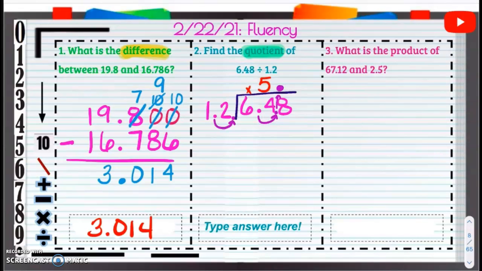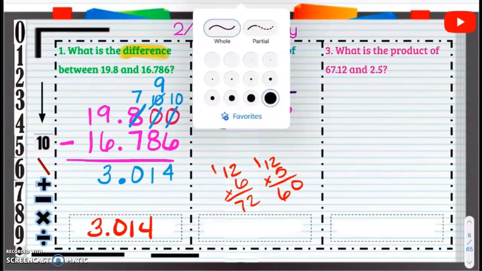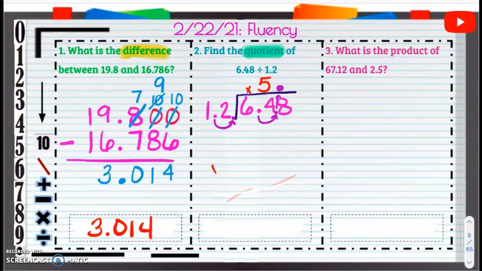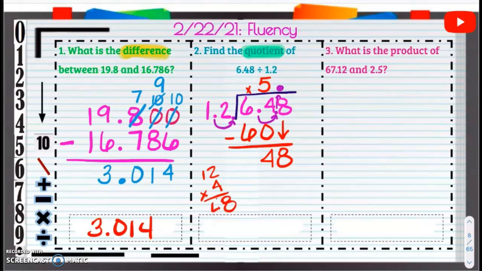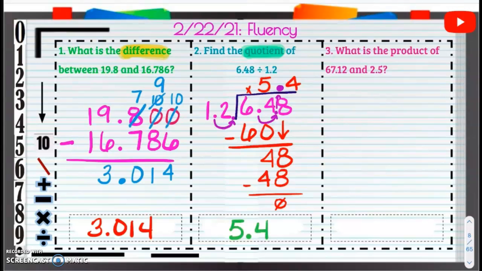Whoa, that was actually too much of eraser. 5 times 12 is 60. There we go. All right, now let's subtract. 4 minus 0 is 4. Bring down that 8. How many times can 12 go into 48? What about 4 times? 12 times 4. 4 times 2 is 8. 4 times 1 is 4. Woohoo! We can go in 4 times. 12 times 4 is 48. We subtract and we get 0. There's no more remainders. There's nothing left to bring down. So our answer is 5 and 4/10.